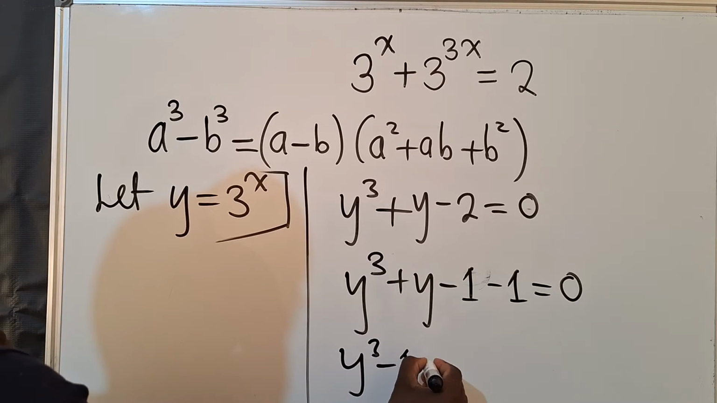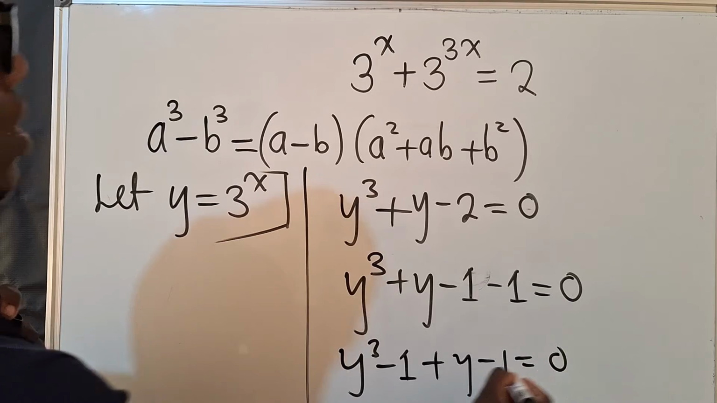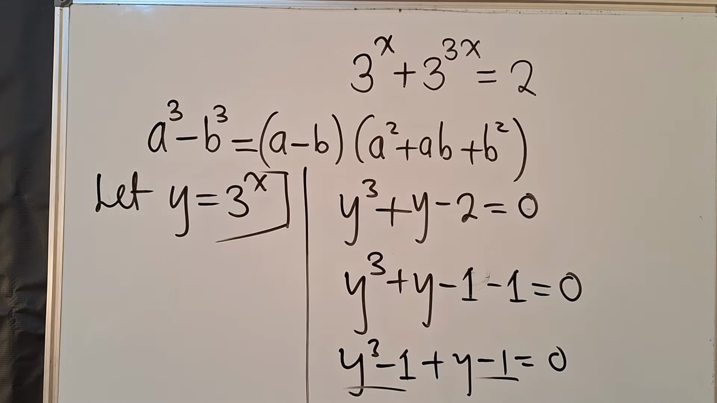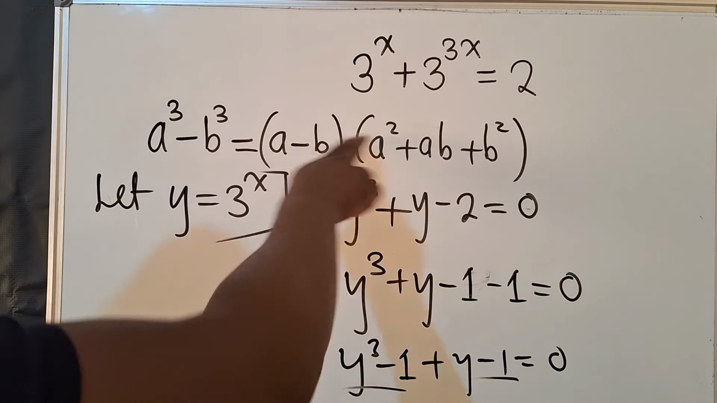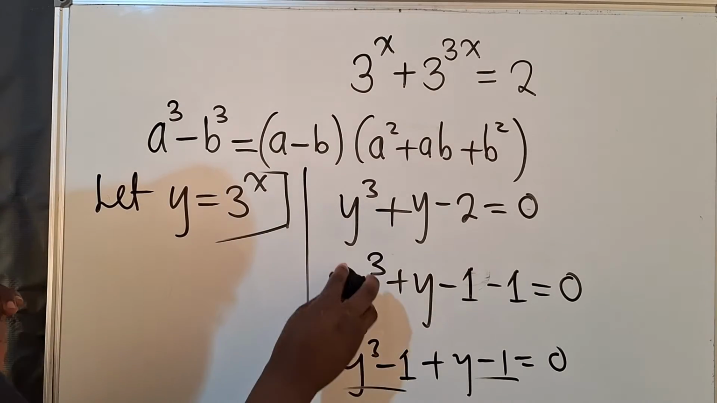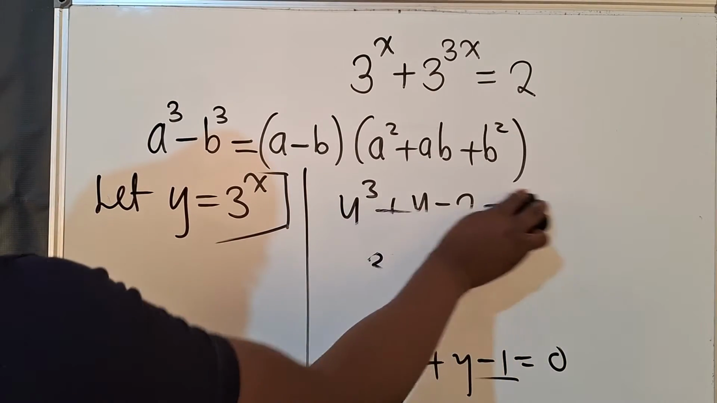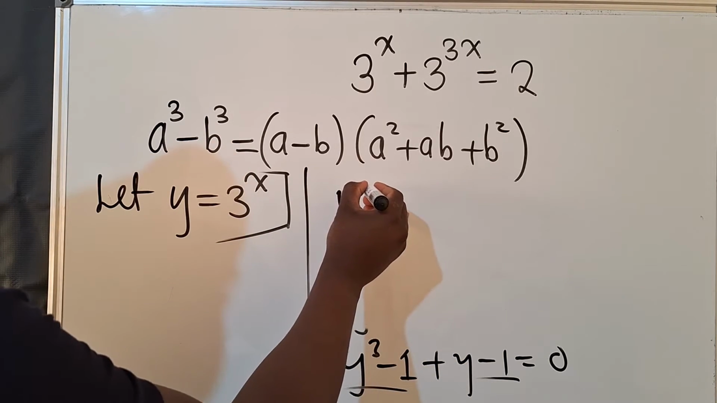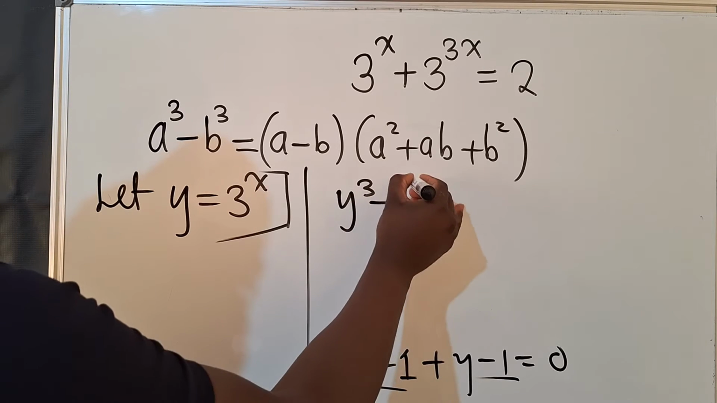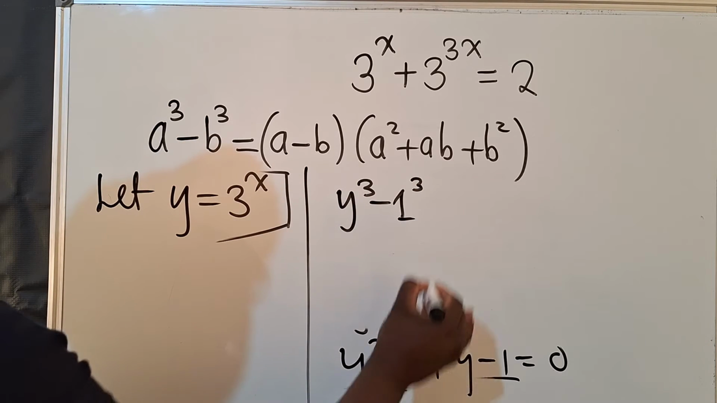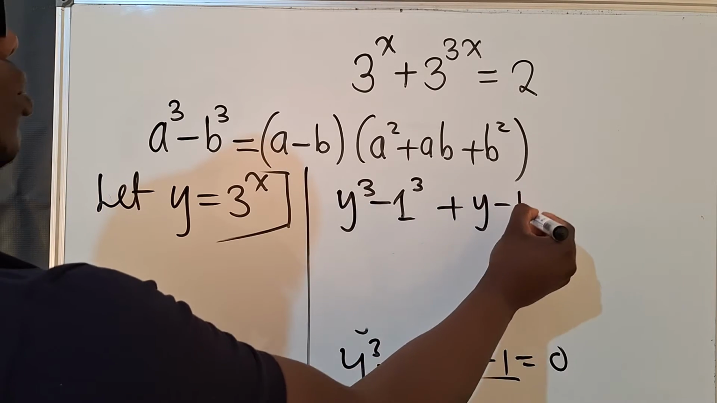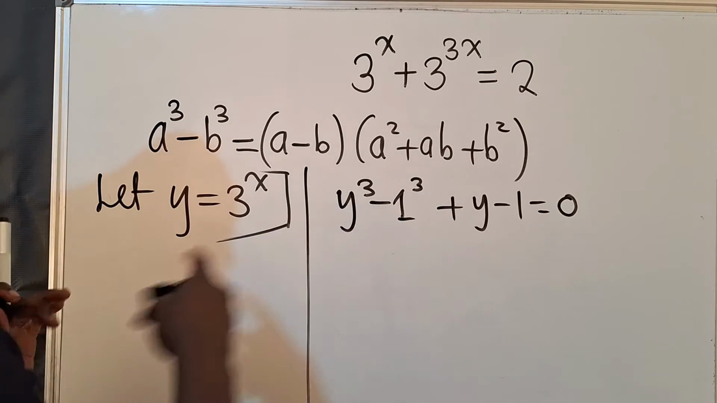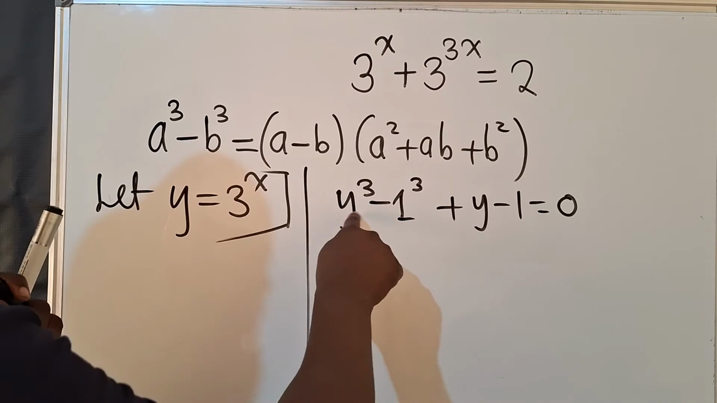I can now group. So look at what I'm doing. I'm grouping right here. So this will move with this. I've grouped them like this. The idea of grouping is that I want to come and use this property right over here. So from this stage, I want you to be following slowly. Let's see what we can do. From this stage, we can write this as y power 3 minus 1 power 3 plus y minus 1 is equal to 0. So now I can see that right over here, this property is applicable at this point.